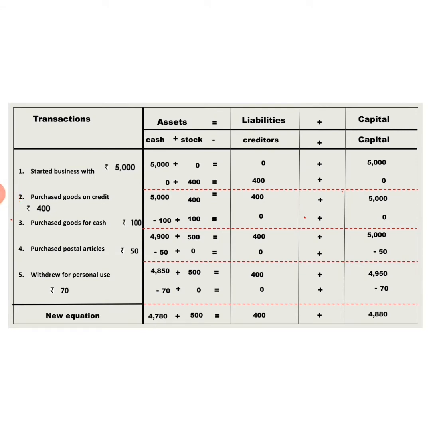And remember, this is the format. There should be one transaction column. Then the asset column is equal to liabilities plus capital. Again, in the second row, you will show the split of each asset. Below the asset, it is cash plus stock. And then below the liabilities, it is creditors plus capital. Whatever liabilities and assets are mentioned, they are shown in a split.